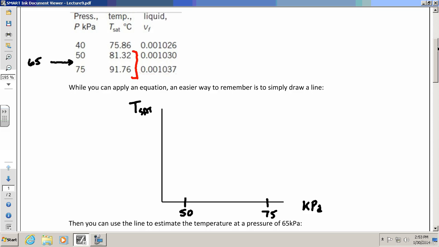Interpolation's much safer. Okay, so we got that. We got here 81.32 is our temperature, and that corresponds to a pressure of 50 kPa. And then up here, you got 91.76. That's a saturation temperature, which corresponds to 75 kPa. All right, so you got those 2 points like that.